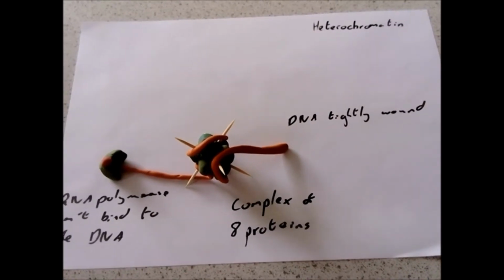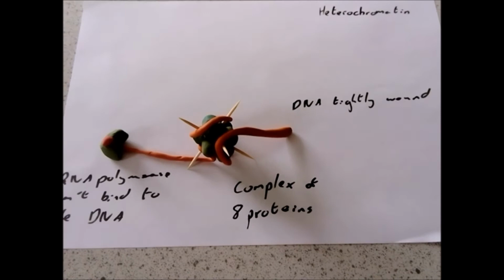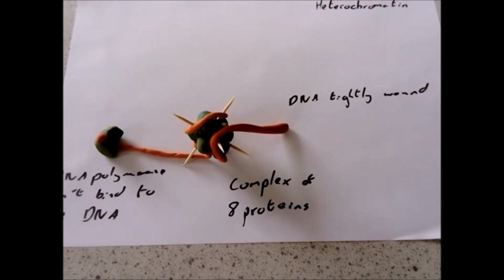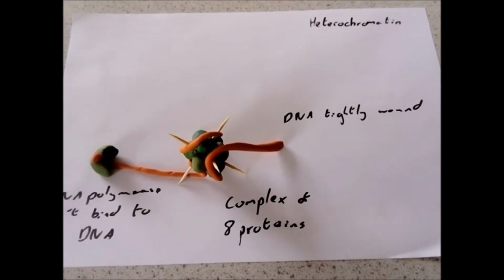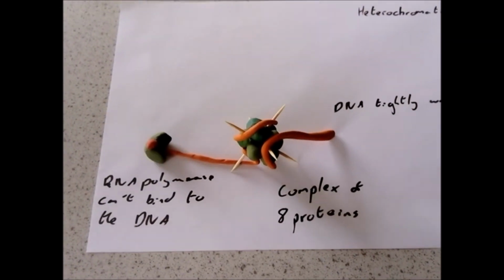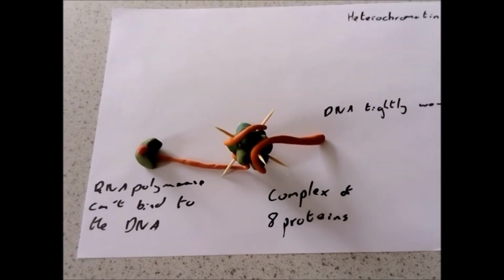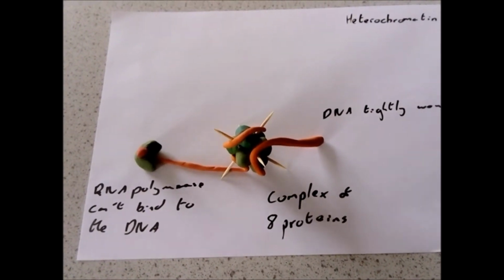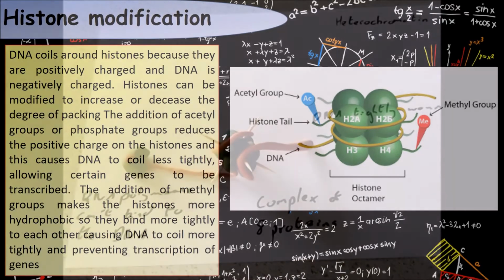The protein will have a slight positive charge because DNA is slightly negatively charged. That's what binds it to it. So the DNA gets tightly wound around it, which means that the RNA polymerase can no longer bind to the DNA because it's not physically got enough room to move around, so therefore no messenger RNA can be transcribed.